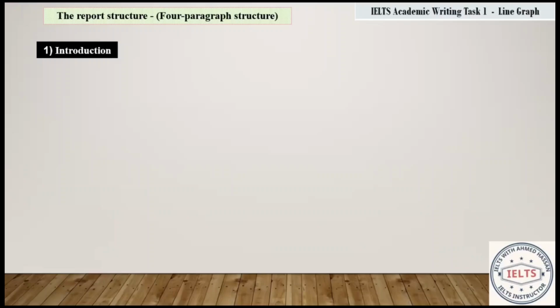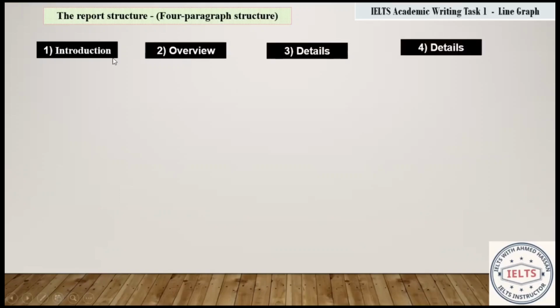conclusion. In IELTS Writing Task 1 academic, we have no conclusion. So we have introduction, overview, details, details. Introduction, overview, details, details. And you should bear in mind that there is no conclusion.